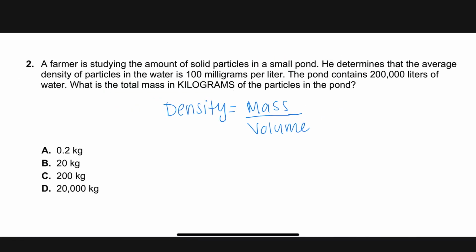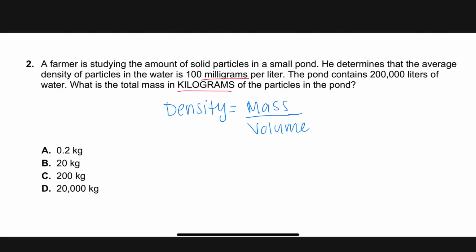All right, so in the next one, we have a farmer is studying the amount of solid particles in a small pond. He determines that the average density of the particles in the water is 100 milligrams per liter. The pond contains 200,000 liters of water. What is the total mass in kilograms of the particles in the pond? So it does say our density is going to be in milligrams, but we want our total mass in the end in kilograms. So we are going to have to do some converting after we get done.